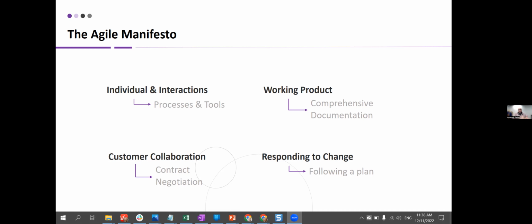So what they're saying here is that we want to make sure to empower individuals to do the work, to foster their interaction, to provide them with the right tools and the right processes to help them do this. But if we have some processes or tools that are not helping the people, get rid of them.